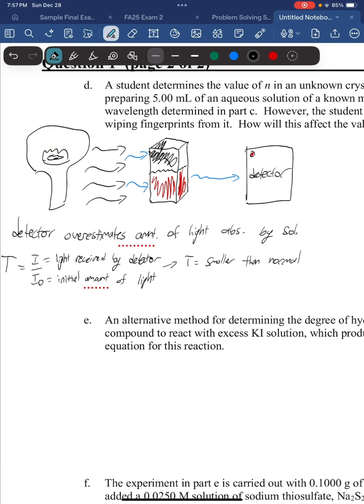Now we can use our absorbance formulas. So we know that absorbance is equal to our molar absorptivity constant times our cuvette length times our concentration. But absorbance is also equal to the negative log of our transmittance. So because of that, if we have a transmittance that's a lower value, just think about this for a second, our absorbance is going to be greater than normal because of the negative. So we have essentially the log of a smaller value, but it's negative, so it's actually going to be greater. So absorbance is measured as higher than normal.